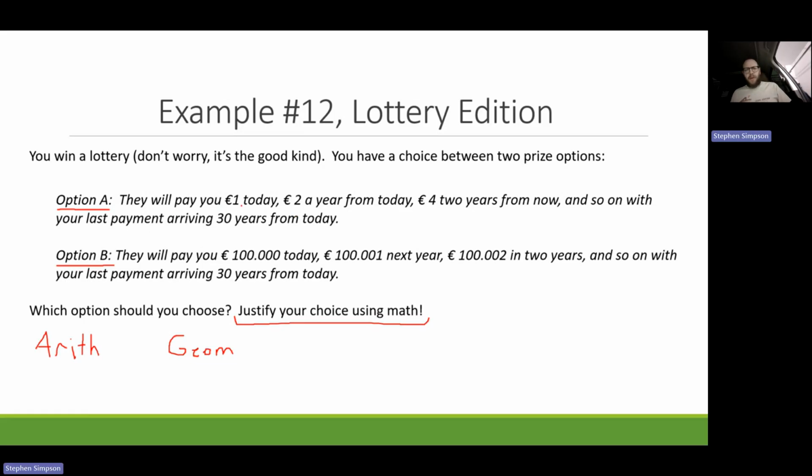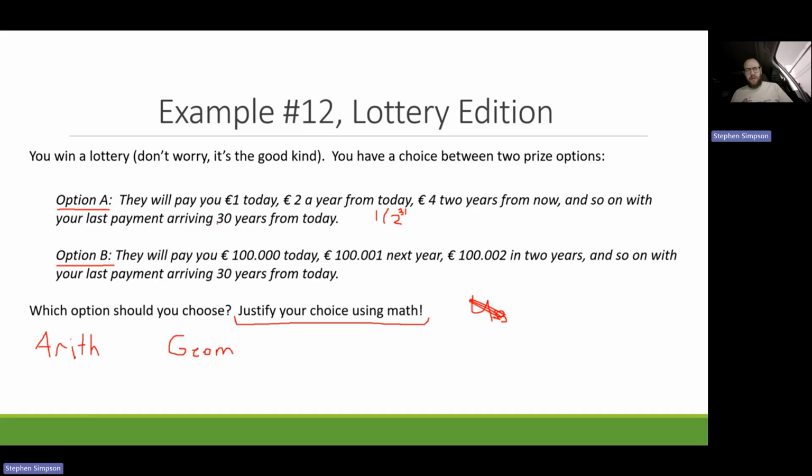So option A is the geometric sequence because you're doubling the payout each year. And so to find the total payout, we need to use the right formula. We need what's arriving on the first day. So for geometric series, we got 1, and then we do the r to the n minus 1, that formula. So r is 2, that's what we're multiplying by. N is 31, obviously. I don't know why you would say 30.